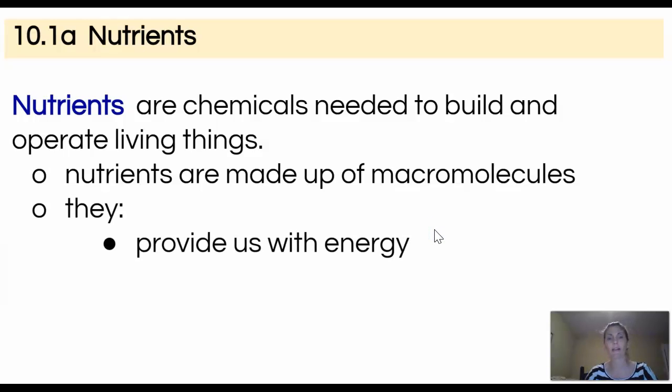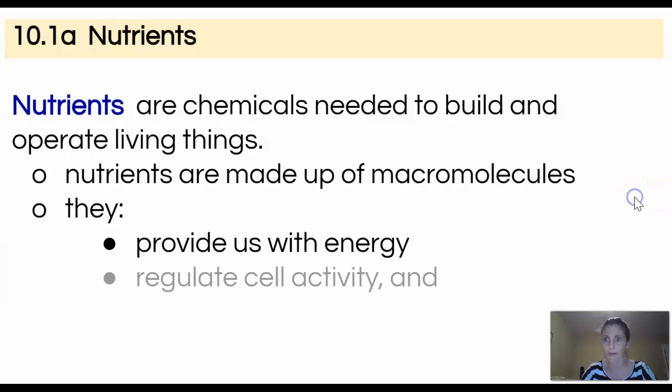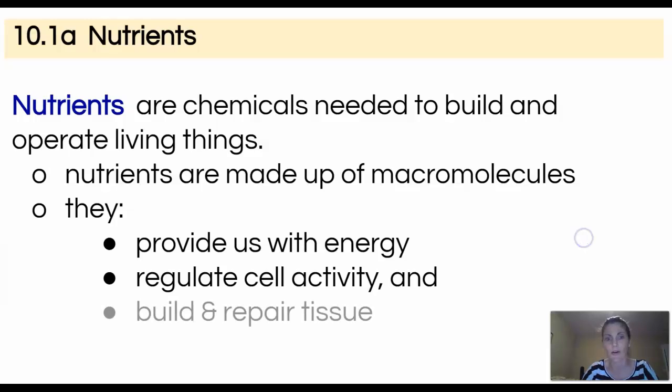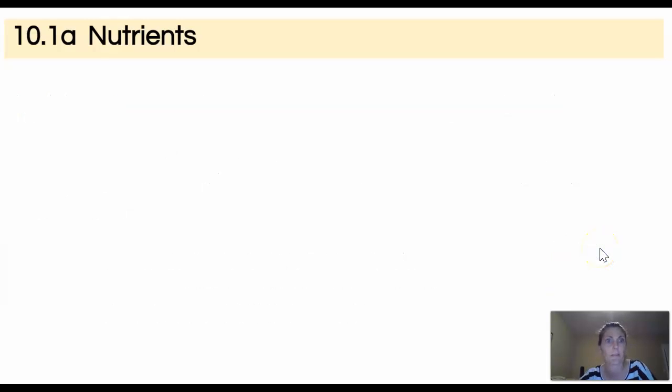So what are they going to do? They're going to mostly provide us with energy. That is the purpose of our nutrient groups. Some of them are going to regulate cell activity. When I say that, I'm thinking of hormones, possibly. Some of them might be enzymes, for instance, which we're going to learn about, that help to control the speed at which reactions happen in our body. And some of them are also going to be involved in building and repairing tissue. So I want you to keep all of that in mind as we move through the next sections.